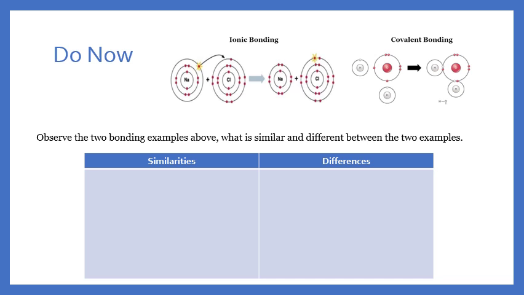All right, so you guys have just completed the do now, which asked you to observe two bonding examples above. What is similar and different between the two examples? Our first example is an ionic bonding, and the second example is a covalent bonding. So what do they have in similar? Well, to me, they each have electrons, specifically valence electrons. And then over here in the covalent bonding, these are the valence electrons.